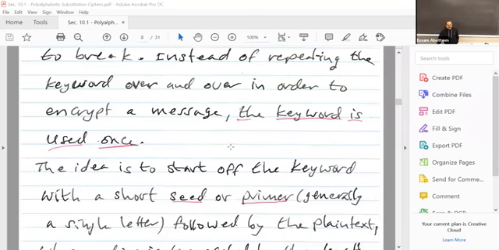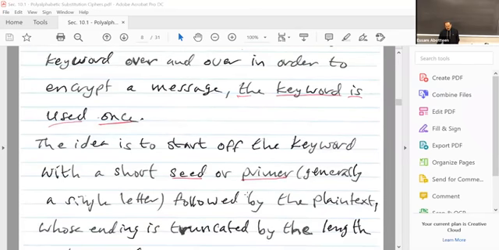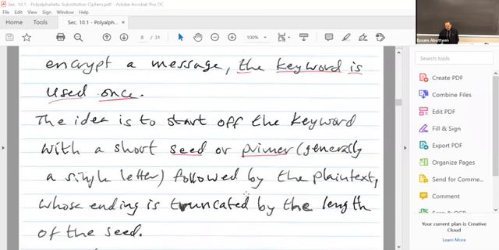In fact, the idea is to start off with a keyword that is short. In fact, it just consists of one letter. We refer to it as a seed or primer. And we put it at the beginning of the plain text, and then we truncate from the plain text the letters of the same length.